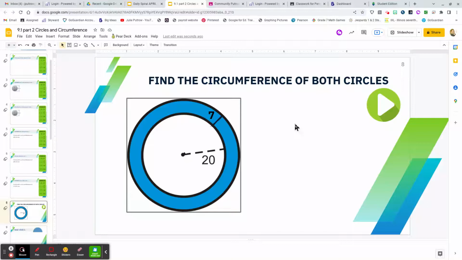On this slide here, we're being asked to find the circumference of both circles. So we have two circles here. One is blue, which is the larger circle. And on top of that, we have a white circle. And I'm looking at this picture here.